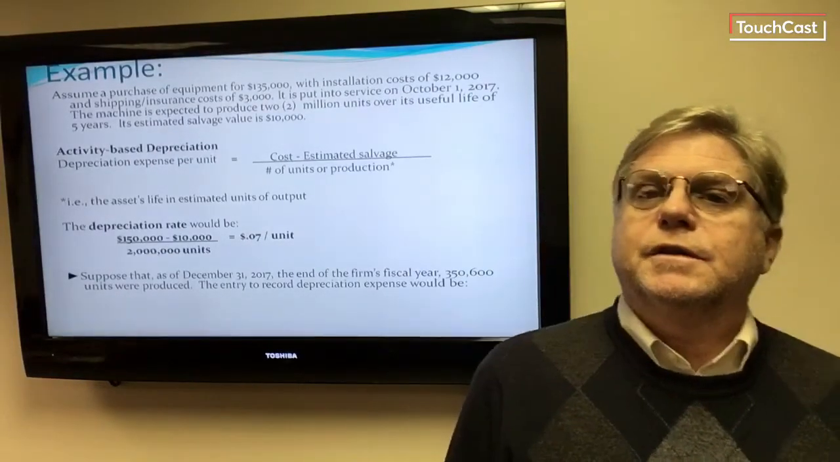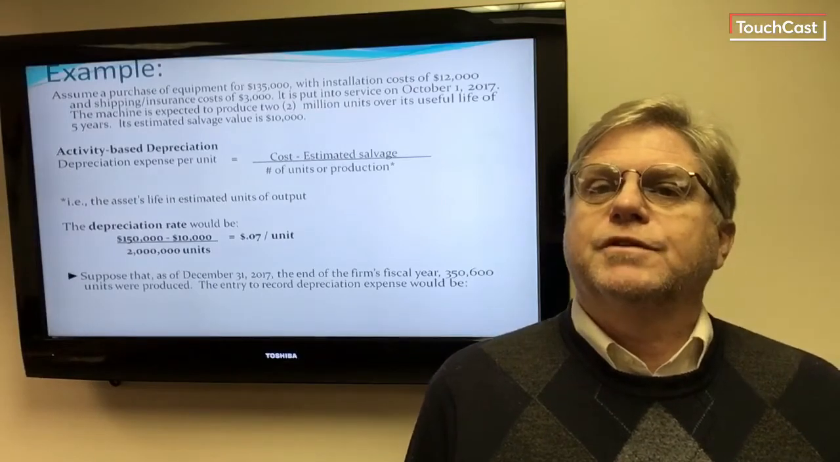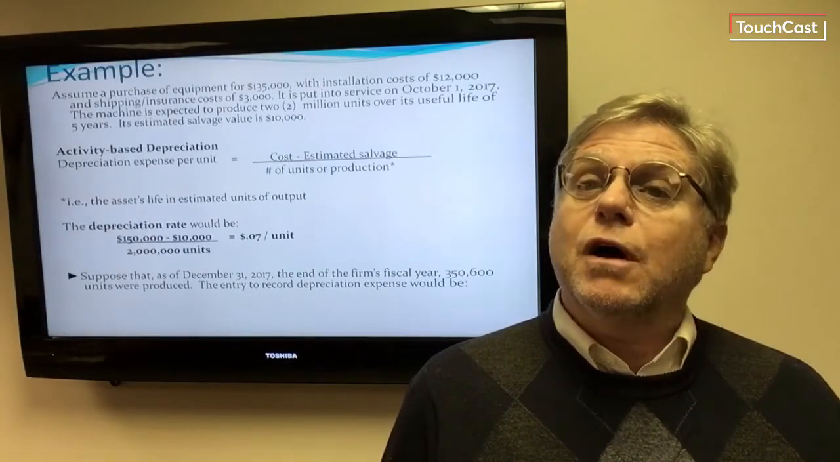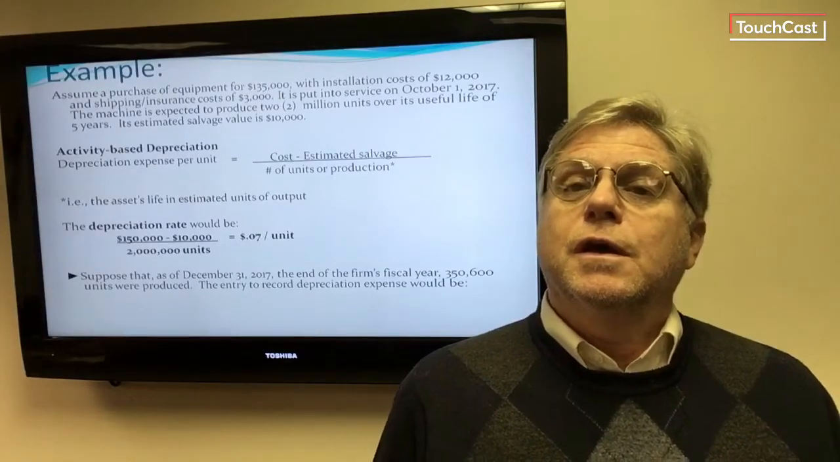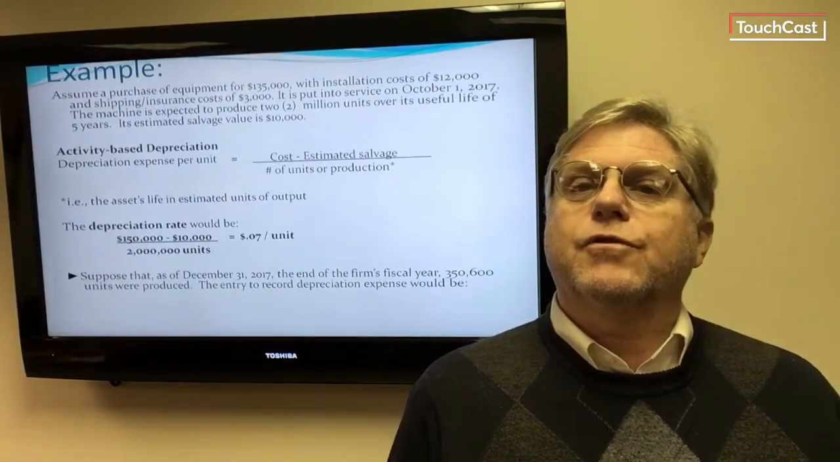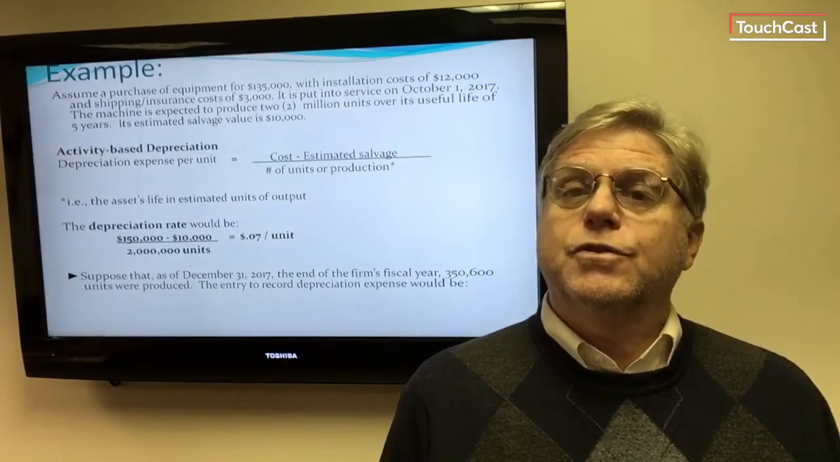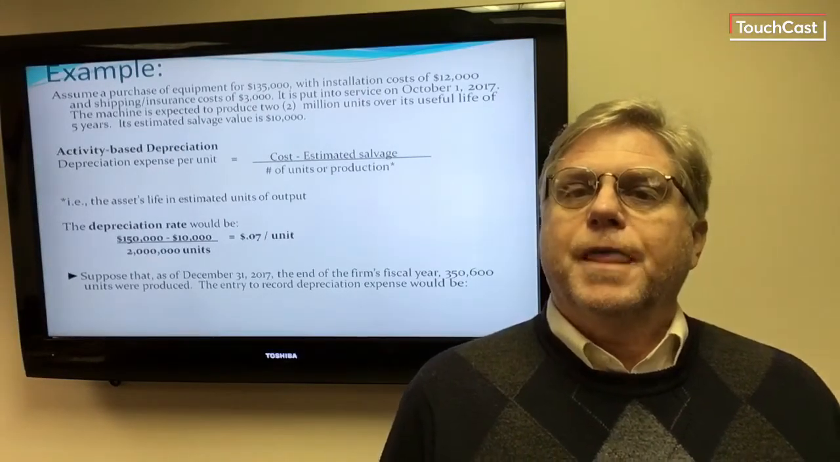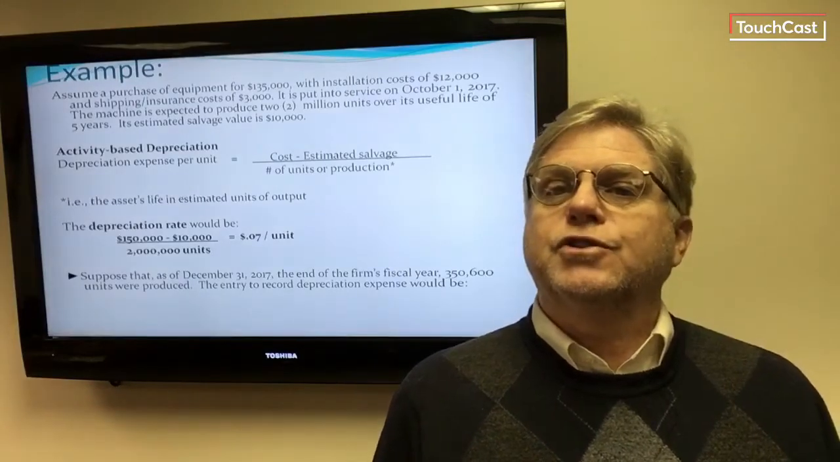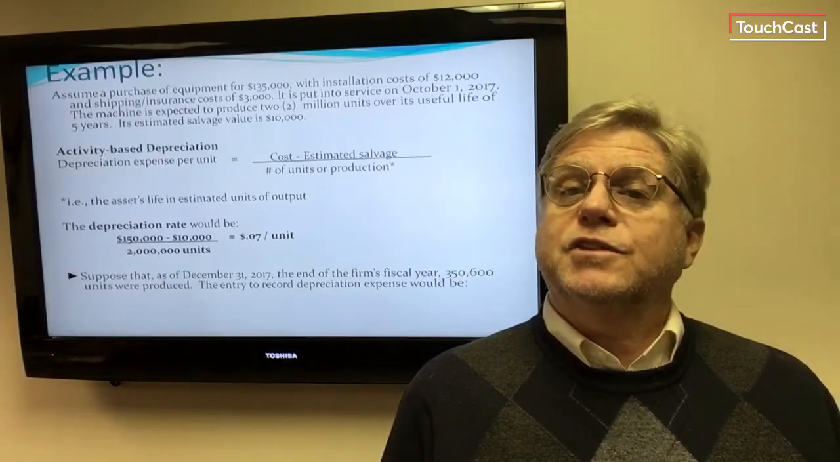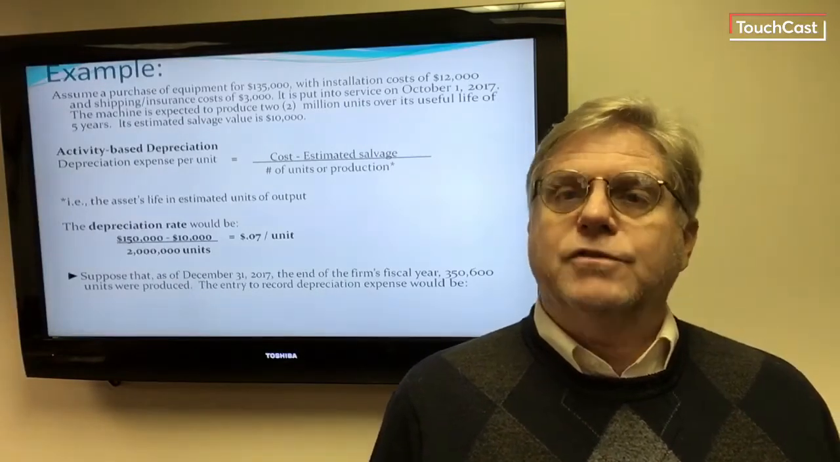Let's assume that a purchase of equipment has taken place. The cost is $135,000, installation costs $12,000, the shipping and insurance cost of $3,000, and the asset is put into service on October 1st, 2017. Now the machine, let's say, is expected to produce 2 million units over its useful life of 5 years, and its estimated salvage value is $10,000.